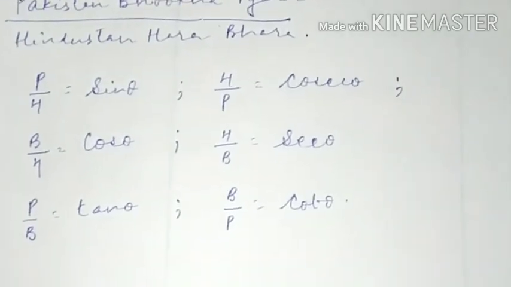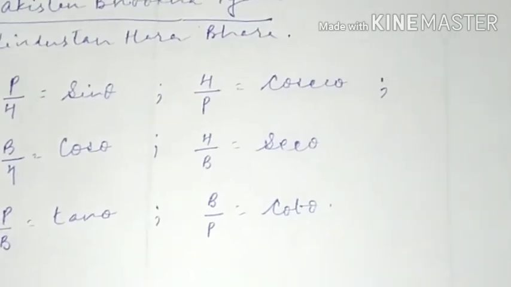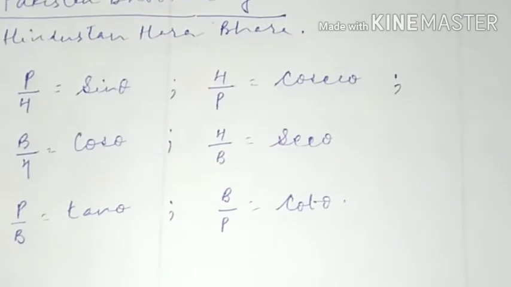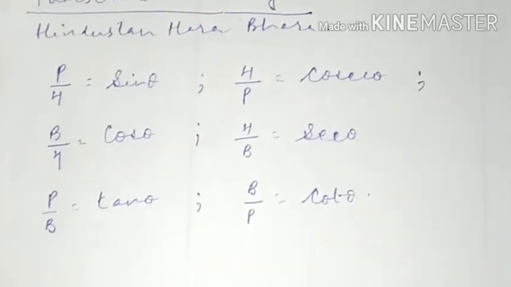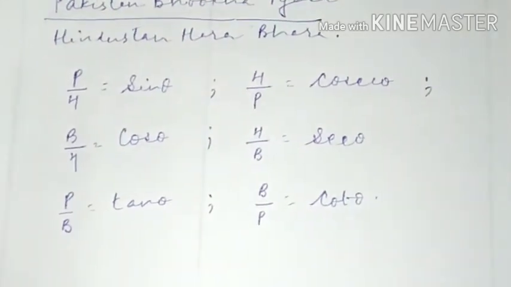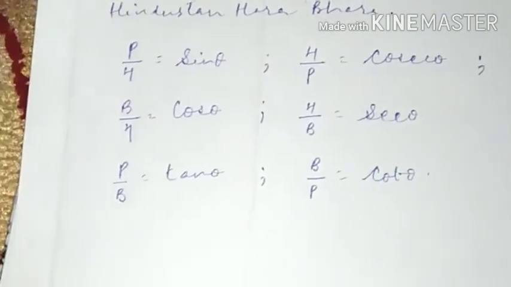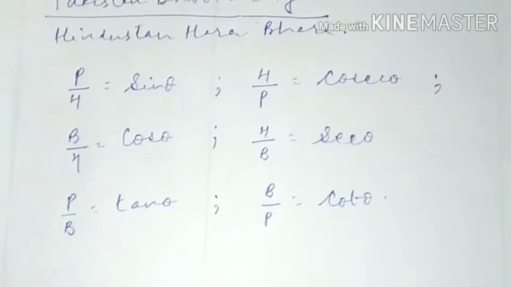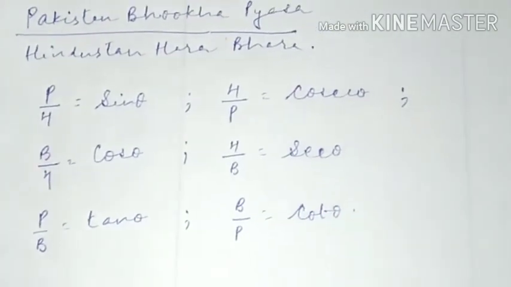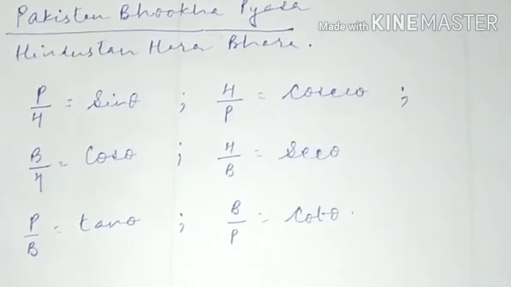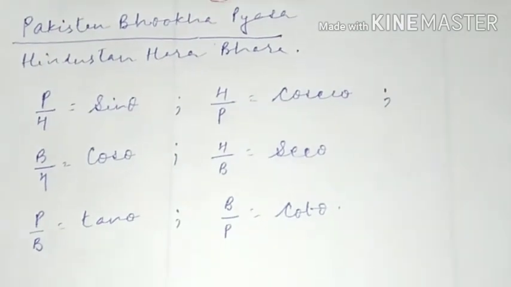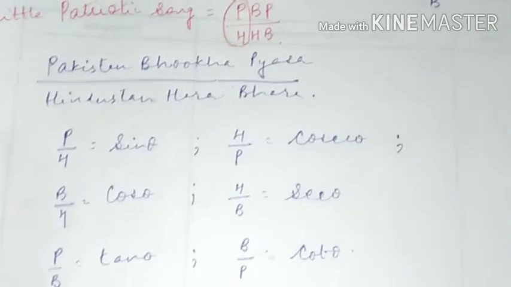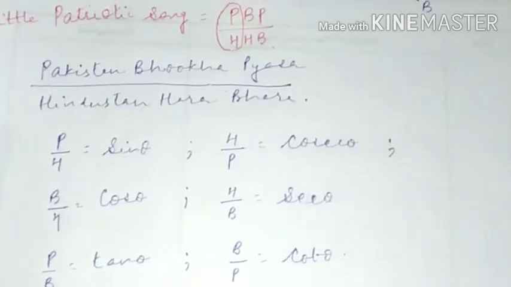All right, so now moving to next point, that is B upon H. B upon H is nothing but cos theta. If B upon H is equal to cos theta, then H upon B is equal to sec theta, which we have studied in the concept of first and last trick. Now moving to next point, that is P upon B is equal to tan theta. If P upon B is equal to tan theta, then B upon P should be equal to what? Cot theta.